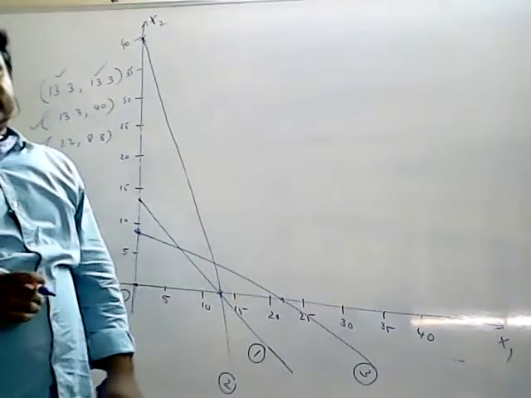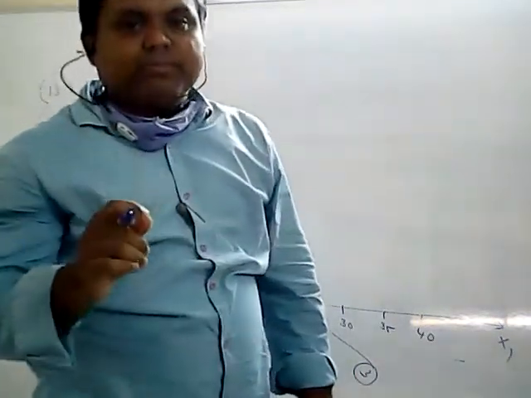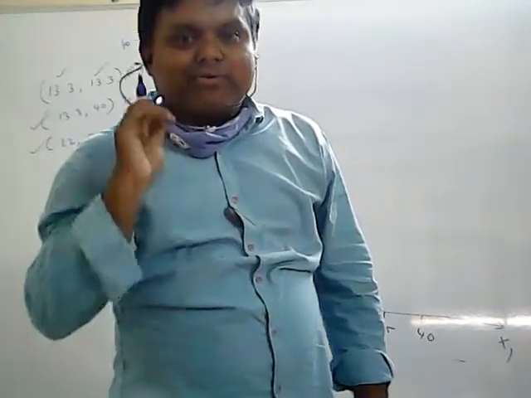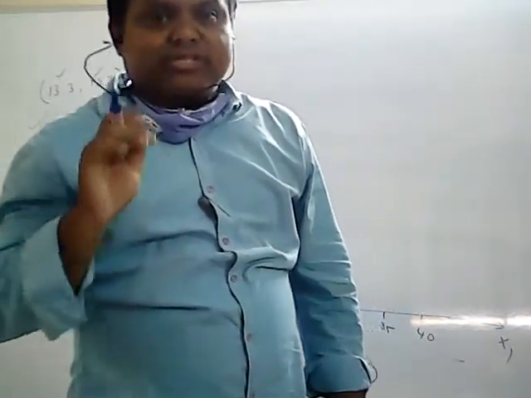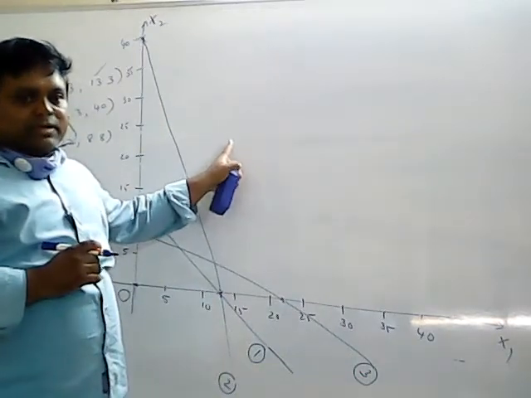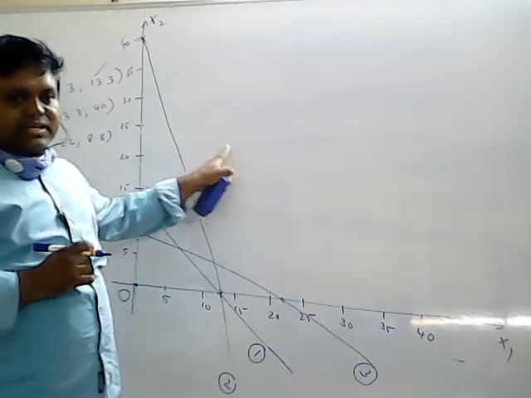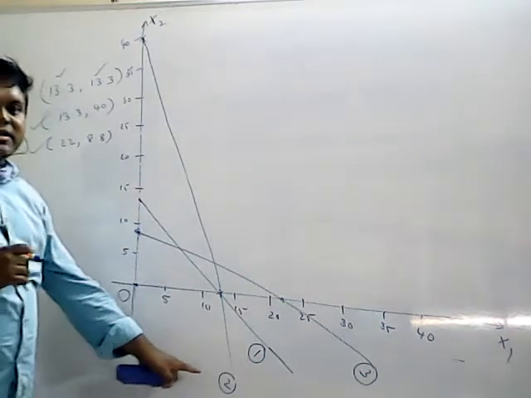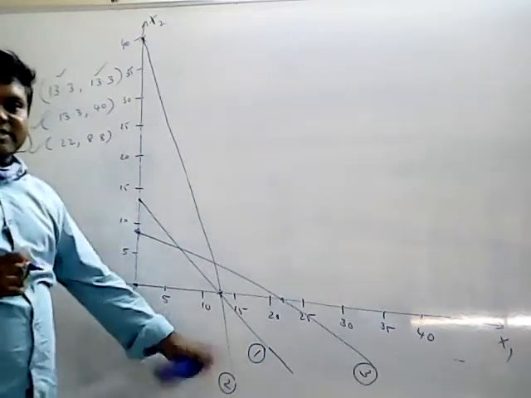Why do you have to shade only the first quadrant? Because in the problem x1, x2 are greater than or equal to 0, and those are positive values. Where will you get both values positive? This is plus plus, both the values are positive here. The remaining quadrants are plus minus, minus plus, and minus minus.